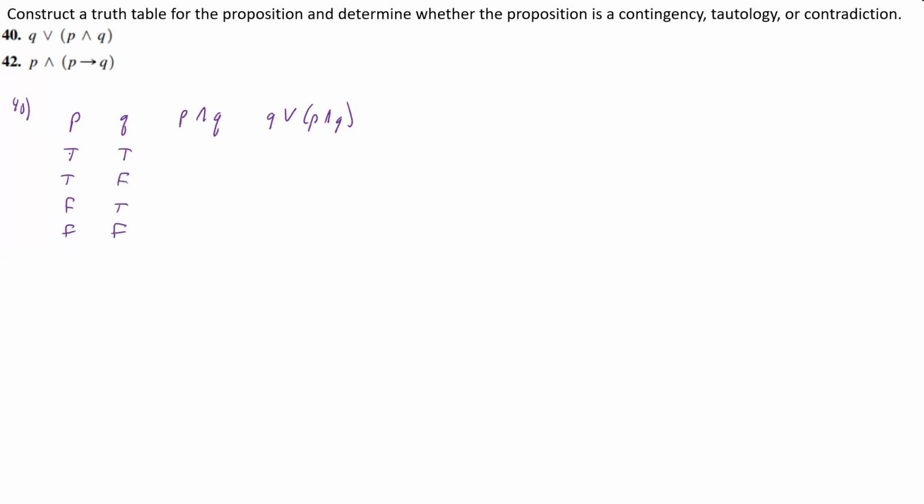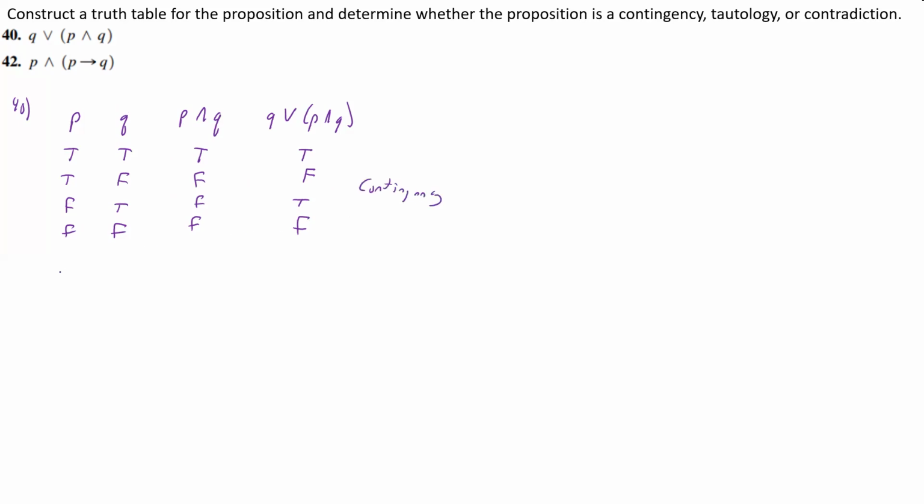And then P and Q. So they both have to be true. So that's going to be a true, and then three falses. And now we have Q or this. So one of them has to be true. So we have a true, a false, a true, and a false. And since we have at least one each of true and false, this would be a contingency.